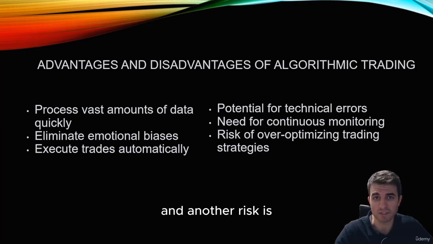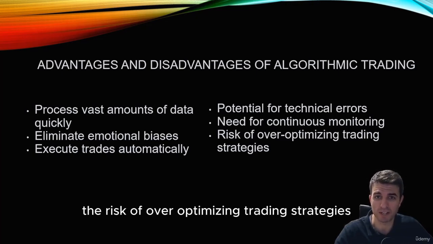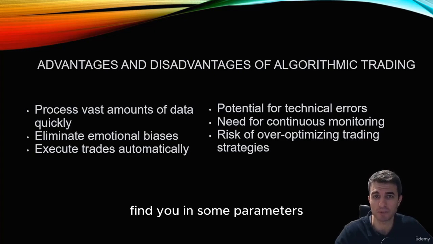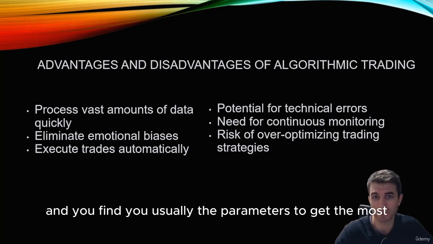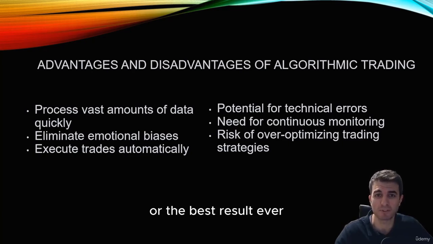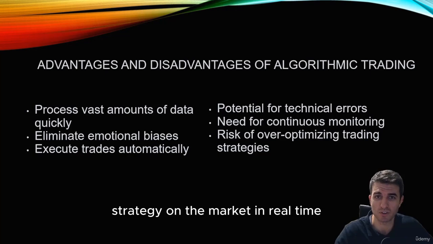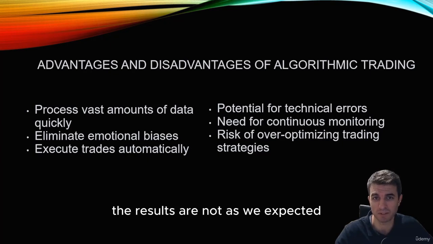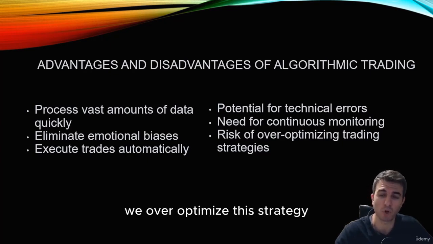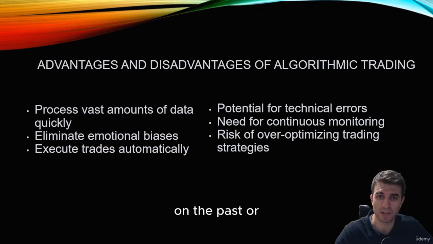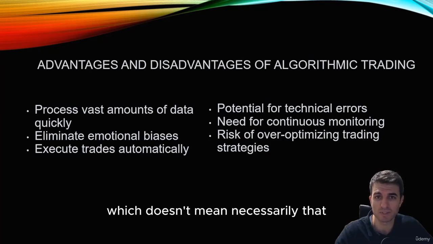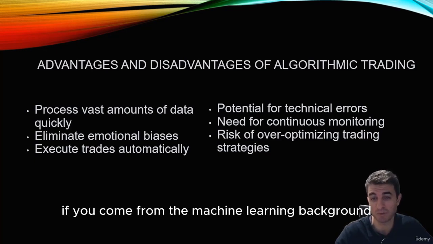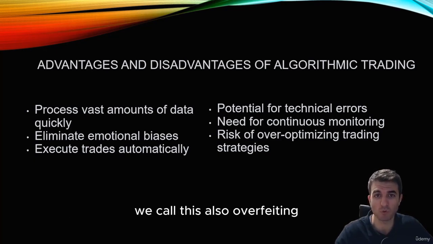And another risk is the risk of over-optimizing trading strategies. This happens when you are trying to backtest a strategy, fine-tune some parameters, and you usually fine-tune the parameters to get the best result ever. But then when you run this strategy on the market in real time, we notice that the results are not as we expected. And this is because we over-optimized the strategy on the past or the historical data, which doesn't mean necessarily that it's going to perform as well on the future data. If you come from the machine learning background, we call this also overfitting.